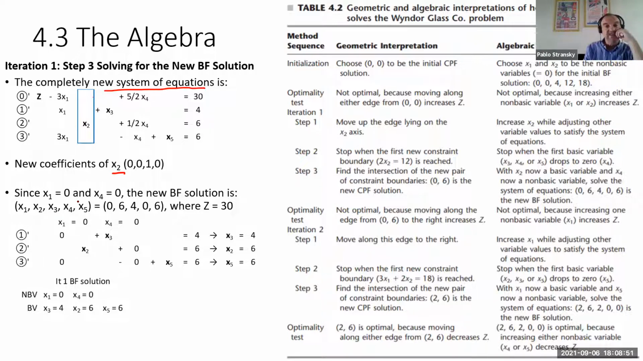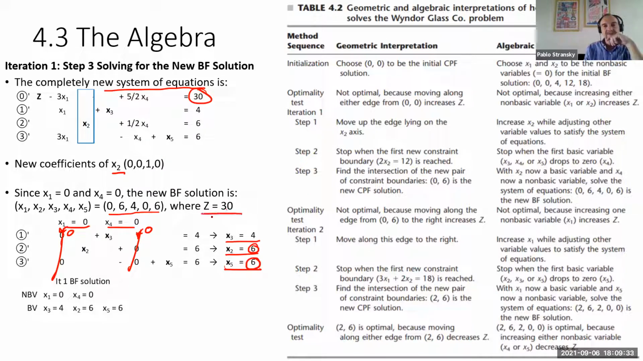Now, since x1 and x4 are equal to 0 because they are non-basic variables, we can say at this point that with x1 equals 0 and x4 equals 0, then x3 equals 4, x2, we already knew it was 6, and x5 equals 6. So my solution will be, for my new BF solution, 0, 6, 4. And if I evaluate z, it is going to give me 30.